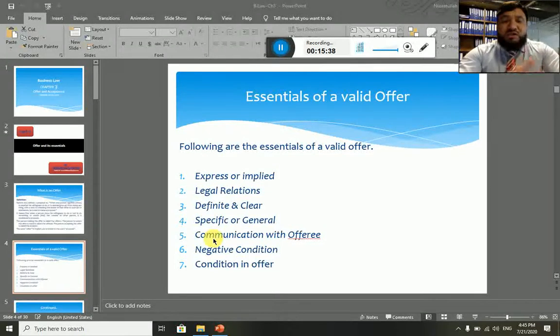We cannot put a negative condition in the offer, right? Negative conditions cannot be put in the offer, but positive conditions we can put in the offer. We'll talk about the negative conditions and positive conditions in the offer later on in the slides, right? So these are the 7 essentials of the valid offer. So let's go ahead and explain them one by one.